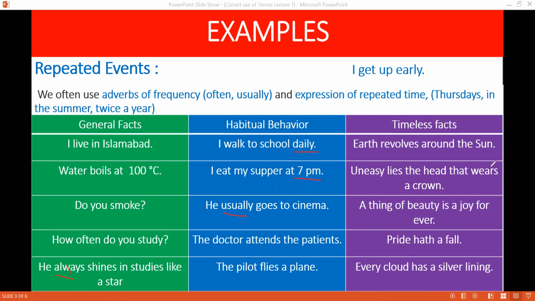Earth revolves around the sun. Uneasy lies the head that wears a crown. A thing of beauty is a joy forever. Pride hath a fall. Every cloud has a silver lining. So we use these kind of words and facts which are timeless, in present indefinite or present simple tense.